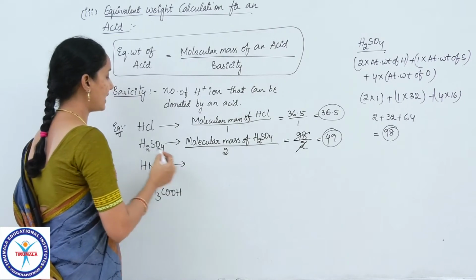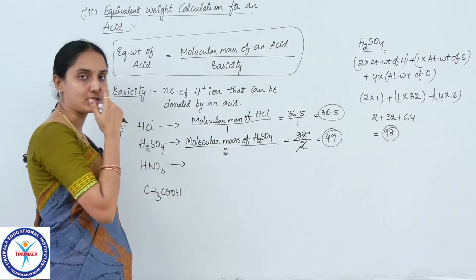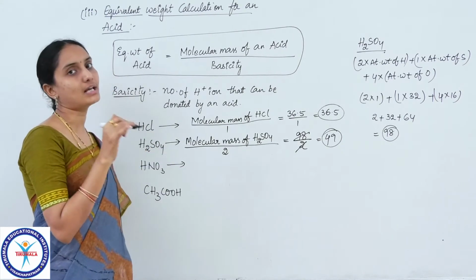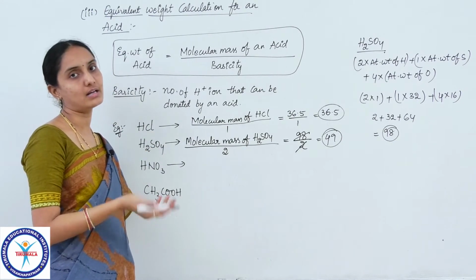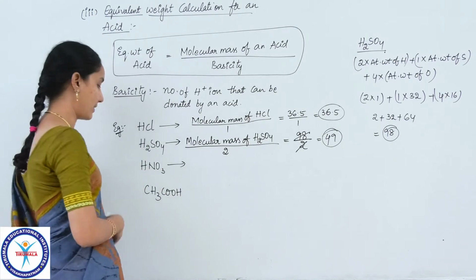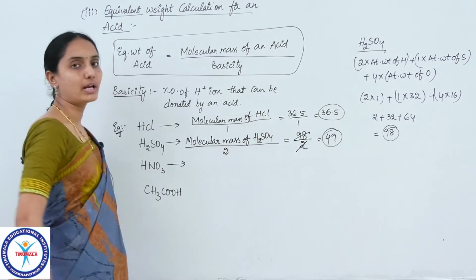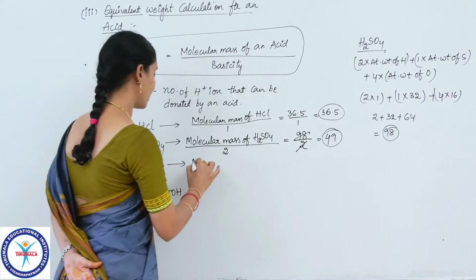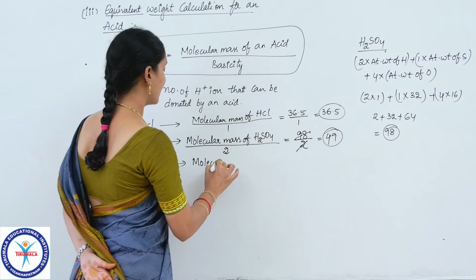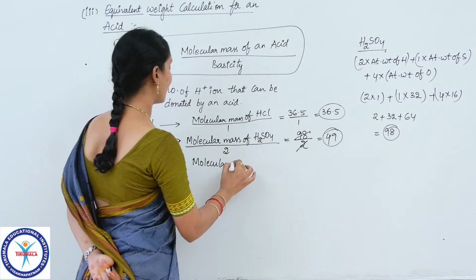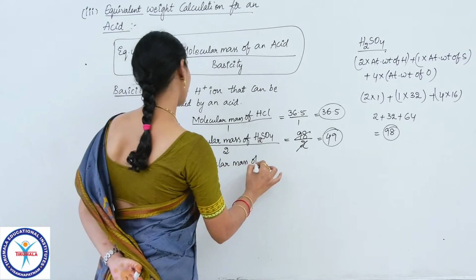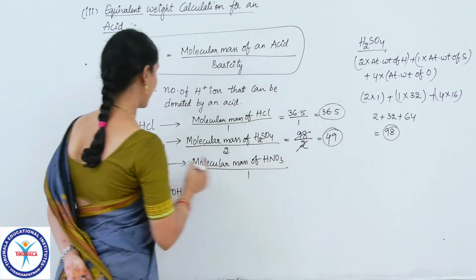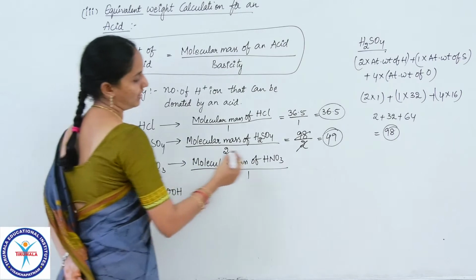So now, generally I am saying according to its structure, the 2 hydrogens that are present in H2SO4 are acidic in nature, so I have taken 2 over here. Similarly HNO3, it can produce 1 H plus ion, children. So in order to calculate equivalent weight, you have to divide the molar mass of HNO3 by 1, because it can produce only 1 H plus ion.